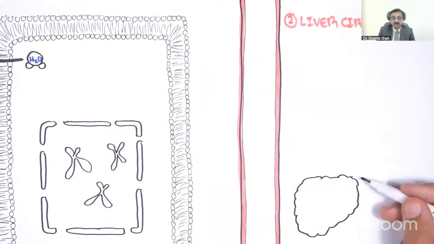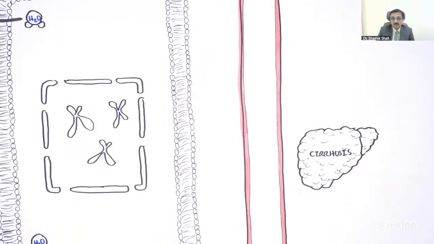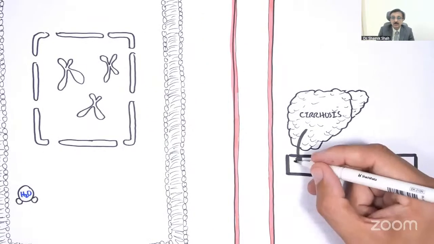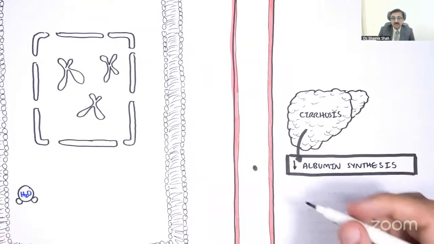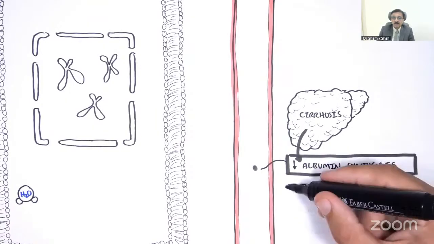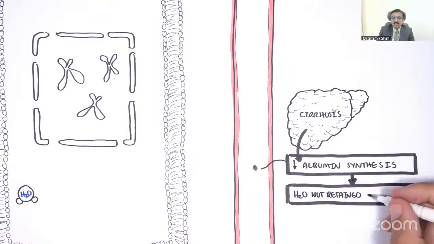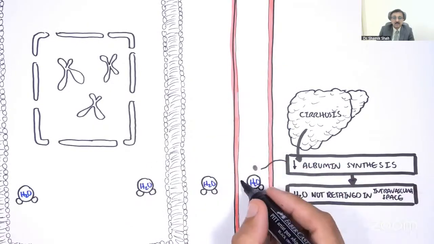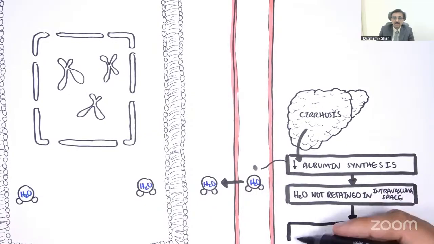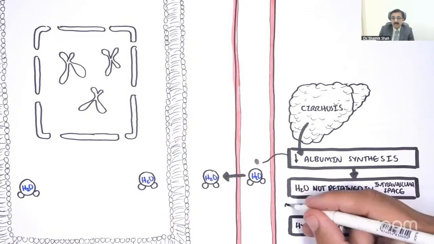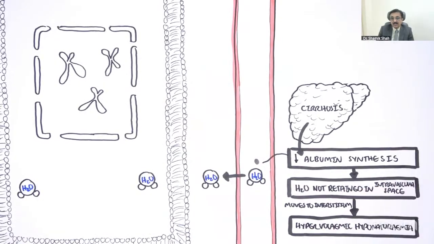Another condition which causes hyponatremia is liver cirrhosis. When the liver is damaged because of chronic liver disease, there is reduced albumin synthesis. Now we know that albumin is an important osmole and it helps in retaining the blood inside the vascular compartment or inside the blood vessels. So when there is reduced albumin, water is not retained in the intravascular space, and this water moves from the blood vessels into the interstitium. And therefore, we get a hypervolemic hyponatremia.